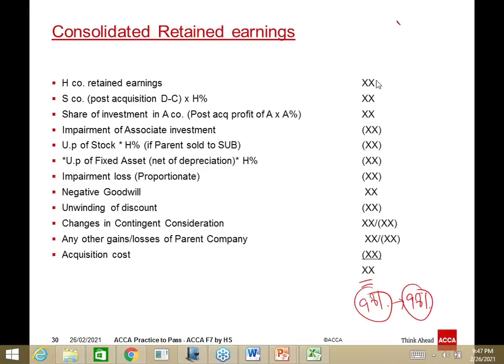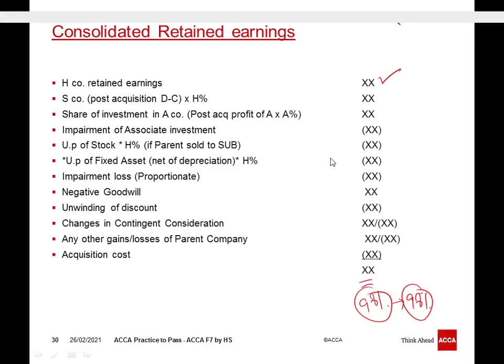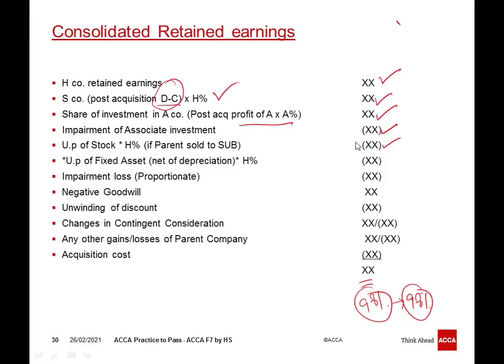So just giving you a quick review: holding company's retained earnings, the parent company's full retained earnings will be reported here. Subsidiary company's post-acquisition net assets are reported, minus net assets at acquisition, multiplied by the holding percentage. Share of associate profit post acquisition, less impairment loss. Unrealized profit if the holding company has sold the goods. And the percentage will be applied only when the subsidiary sold the goods to the parent.